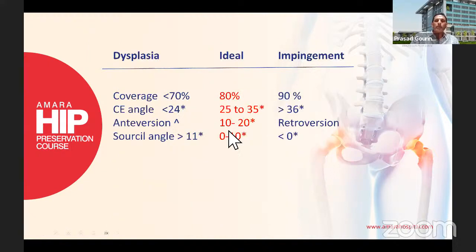So if you look at the ideal in the center, decreased is dysplastic, decreased coverage of the sourcil and anterior wall or posterior wall, right? A decreased C angle of less than 24 degrees, increased anteversion, and sourcil angle higher than 11 are signs of dysplasia. On this side, if it's more than 90% coverage, and there's more than a 36-degree angle as LCE, a retroverted acetabulum, or less than 0 degrees of sourcil angle, those fall into the impingement category.